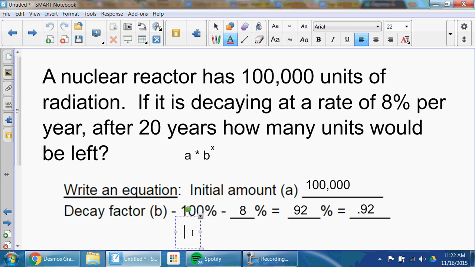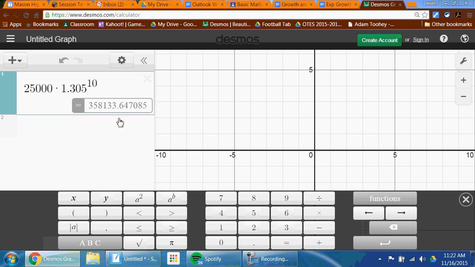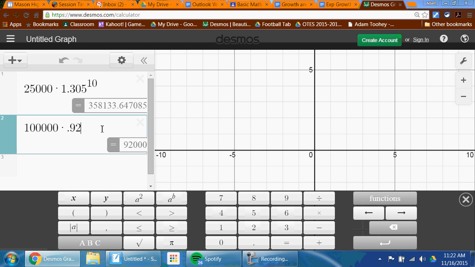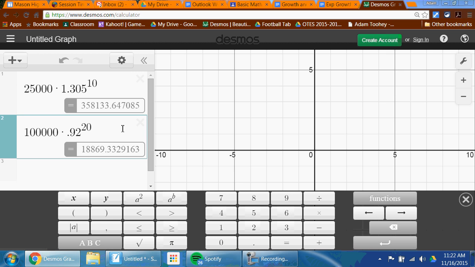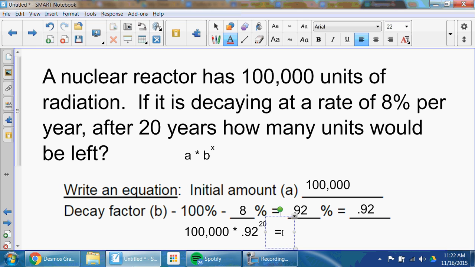I would use my A and B, so I would do 100,000 times 0.92, and then the exponent I need is the number of years. So this is per year, and it says after 20 years. My exponent then would be 20. I would take that value and type it in my calculator. 100,000 times 0.92 to the 20th power gives me 18,869. So that gives me my final answer of 18,869 units would be left.